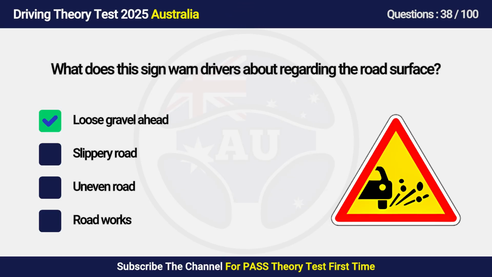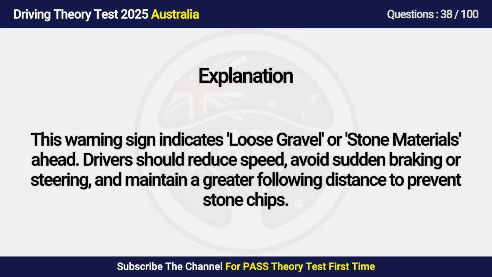Answer is A. Loose gravel ahead. This warning sign indicates loose gravel or stone ahead. Drivers should reduce speed, avoid sudden braking or steering, and maintain a greater following distance to prevent stone chips.